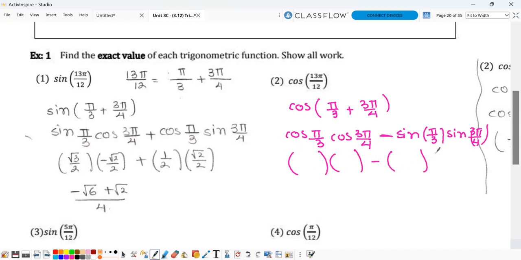Make sure you show 4 parentheses big like this. Get in a habit of correct math. Pi over 3, 1 half. Cosine is negative in the second quadrant.